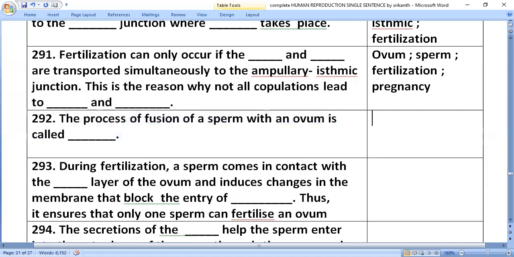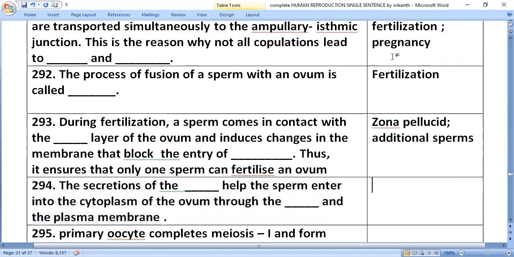The process of fusion of a sperm with an ovum is called fertilization. During fertilization, a sperm comes in contact with the outermost layer, that is the zona pellucida of the secondary oocyte, the ovum, and induces changes in the membrane that block the entry of additional sperms. Thus, it ensures that only one sperm can fertilize an ovum, monospermy we can say.